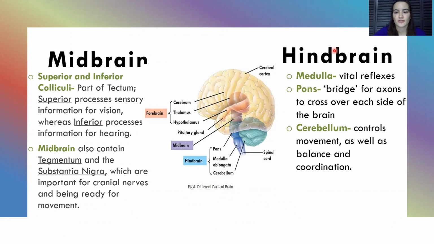So next we're going to start on the hindbrain. Now first we're going to cover the medulla. You'll see the little protrusion here is the medulla, and it does vital reflexes such as vomiting, sneezing, coughing, heart rate, breathing. And then we have the pons, and the pons is up above the medulla. It is a bridge for the axons to cross over the brain, so it's able to communicate and complete the task it needs to complete.